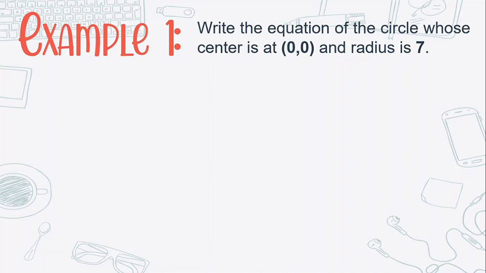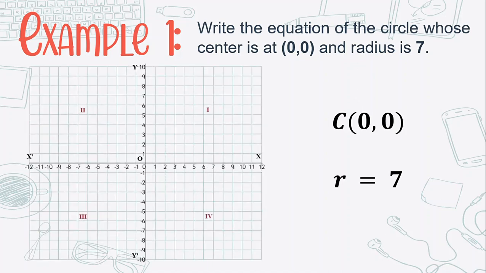So how do we graph a circle given its center and radius on a Cartesian plane? Let's still have example 1 where the center is at (0, 0) and the radius is equal to 7. Now let's have a Cartesian plane and graph the circle with a center of (0, 0) and radius 7. Our first step is to plot the point of the center, which is at (0, 0).